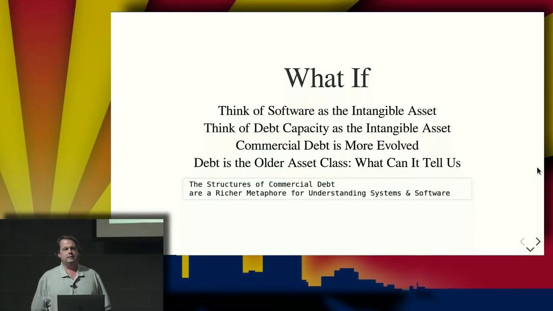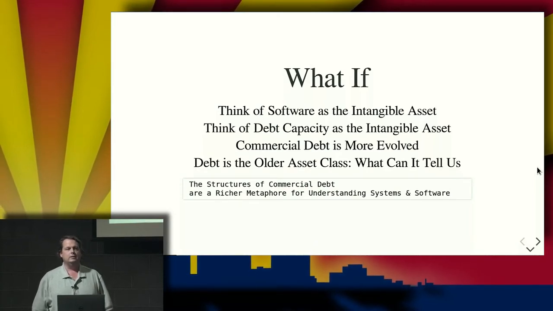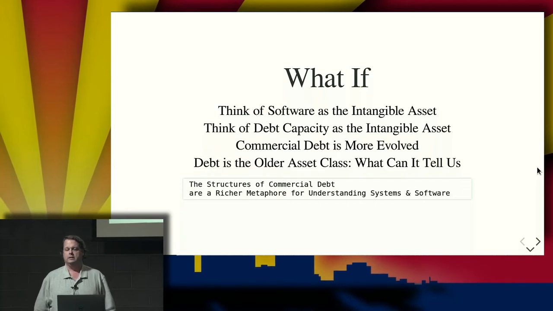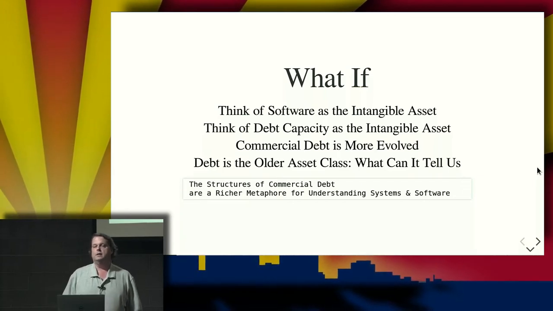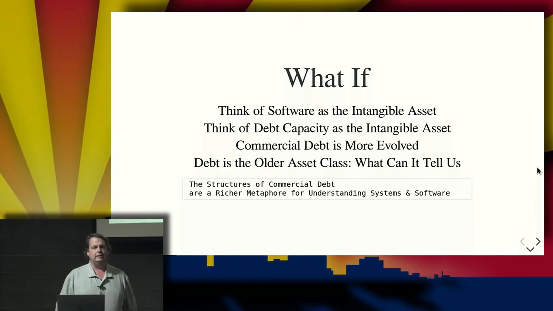So instead of looking at the technical difficulties of a particular part of code, I'd like you to think about something a little differently. To begin with, think about software or systems as intangible assets. So this would be an asset that you would create. It's not physical. It's very much an intangible. It is a system that's running on something physical, but the creation is not represented by a physical object.